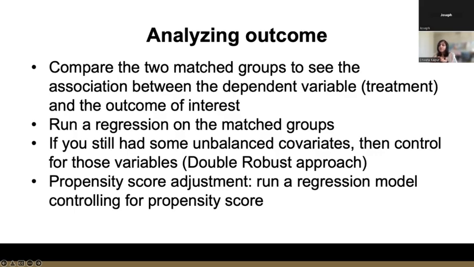Next, if you still have some unbalanced covariates, that's when you might consider using an approach called the double robust approach, where you use propensity score matching, but you also control for the variables that are still unbalanced. This is called the double robust approach. And then there's another technique that some researchers use, which is called propensity score adjustment, in which you run a regression model controlling for propensity score.